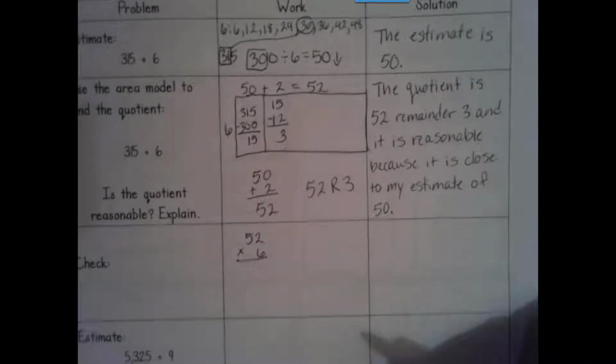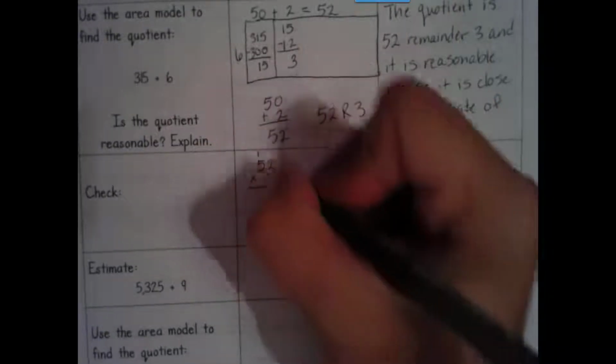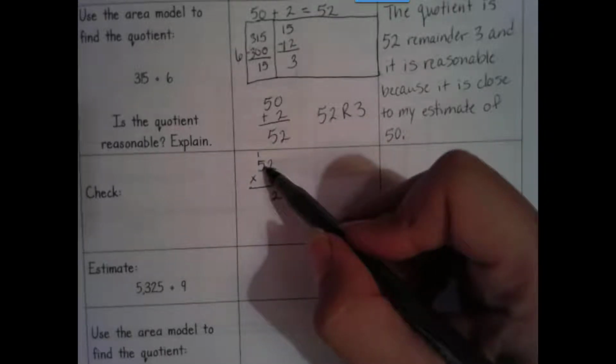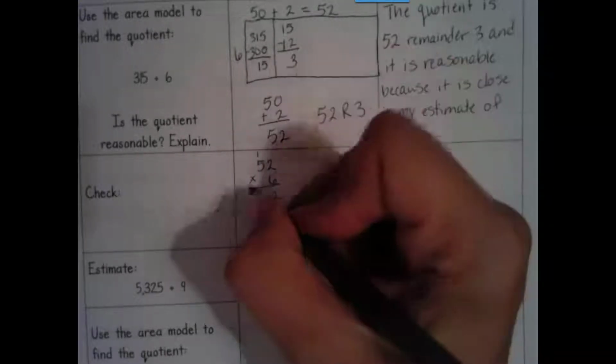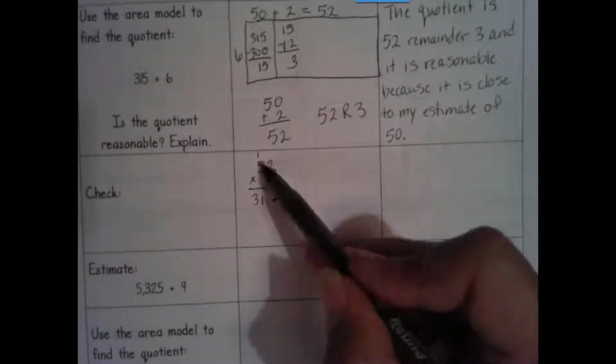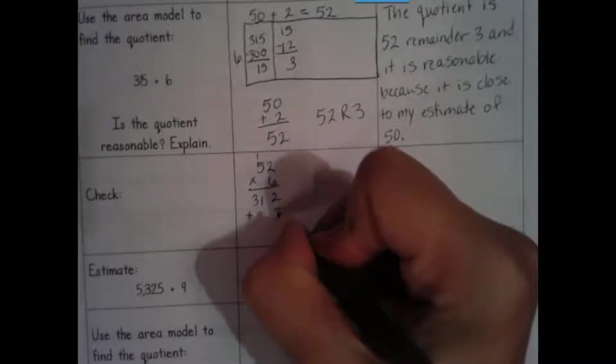So we do our divisor times our quotient first. 6 times 2 is 12. 6 groups of 5 tenths is 30 tenths plus 1 more is 31. So we did our divisor times our quotient, and now we need to add the remainder.